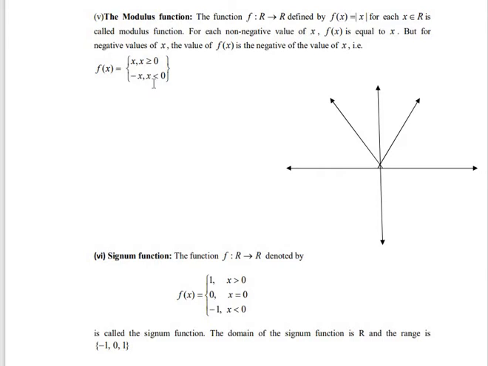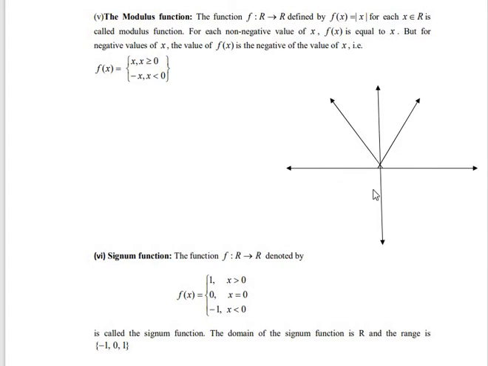Is it clear? Now according to the definition of this function, if you choose some values of x, suppose you take x as 0, then f of 0 is equal to 0, which is represented by this point. Then f of 1 is equal to 1, f of 2 is equal to 2, f of 3 is equal to 3. Similarly, f of minus 1 is equal to 1, f of minus 2 is equal to 2, f of minus 3 is equal to 3. That means whatever the value of x, you will get the value of y as a positive number.